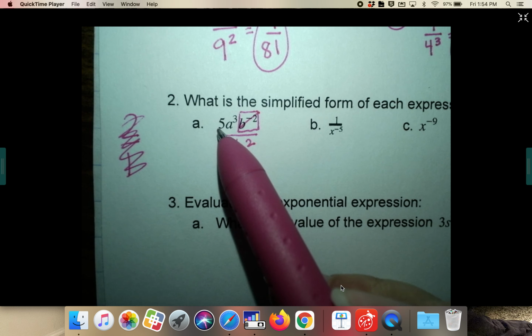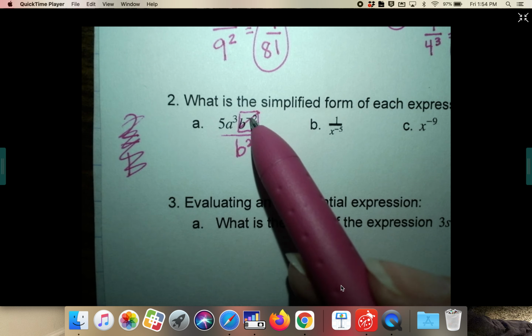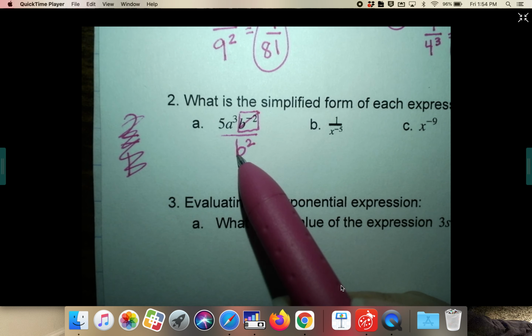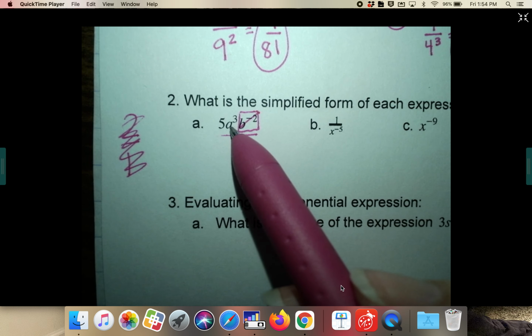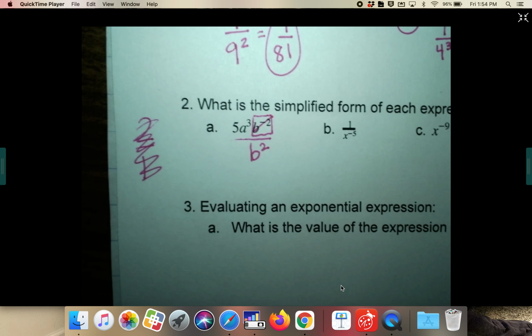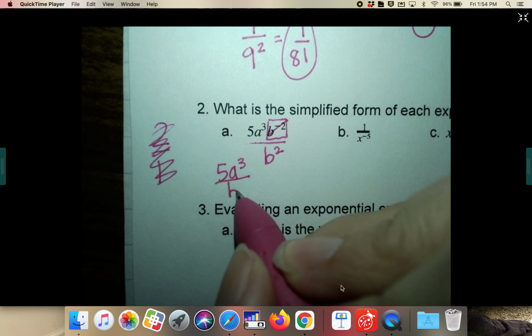We can leave a 5 up top and an a to the third up top, but we can't leave a b to the negative 2 because you can't have a negative exponent. It's got to flip to the bottom under a 1, and if there was a 1 up here, it would be getting multiplied by a 5a to the third, so that can just stay 5a to the third. So my final answer is, I'll just rewrite it here, 5a to the third over b squared.